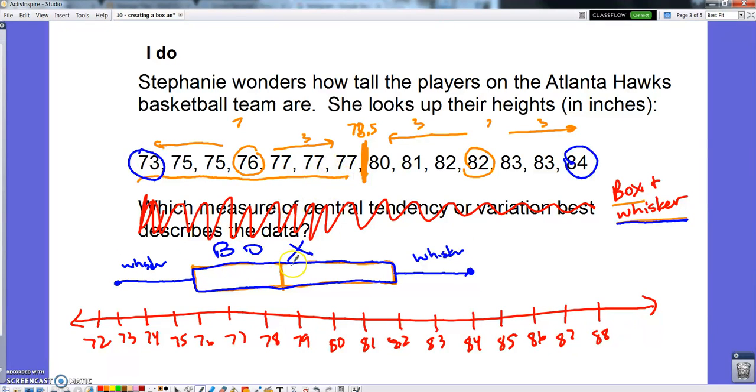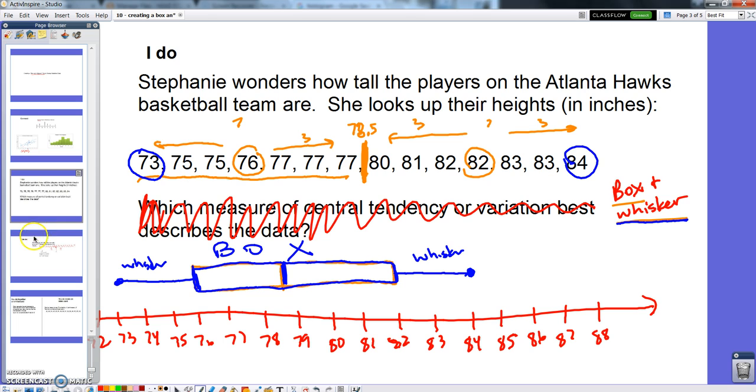And that's how you make them. You find the median, then you find the lower median and the upper median, and make a box, and then put a whisker for your very highest value and for your very lowest value. That's how you make one. That's all there is to it. We'll talk about interpreting them another day, but that's a box and whisker plot. So open up your notebook and let's make one together.